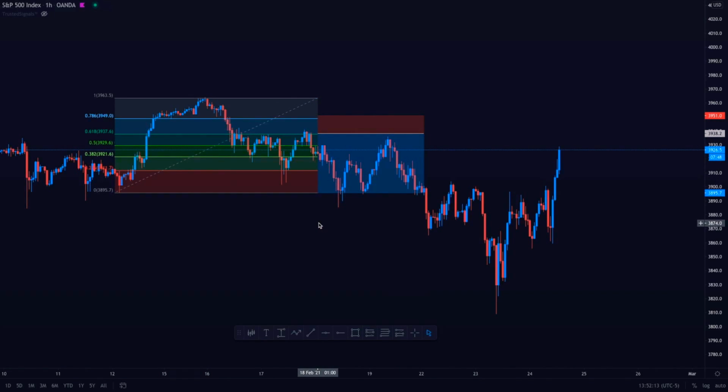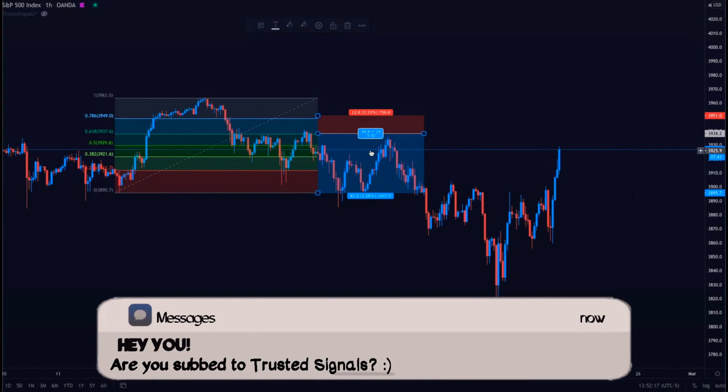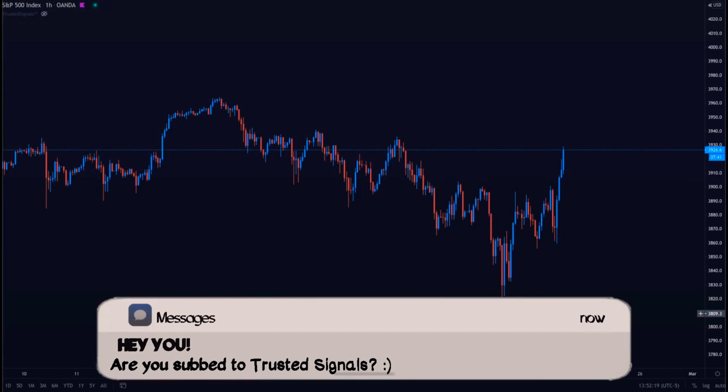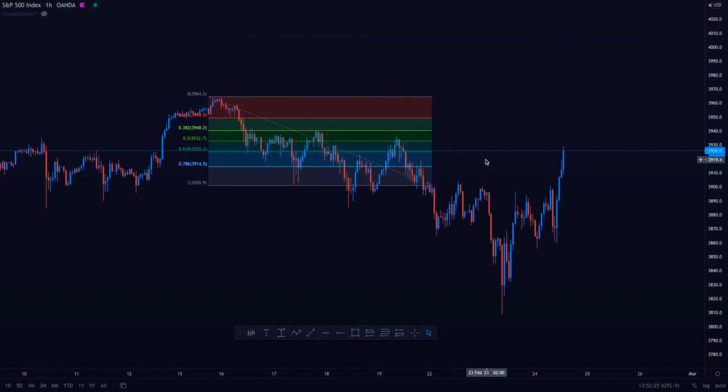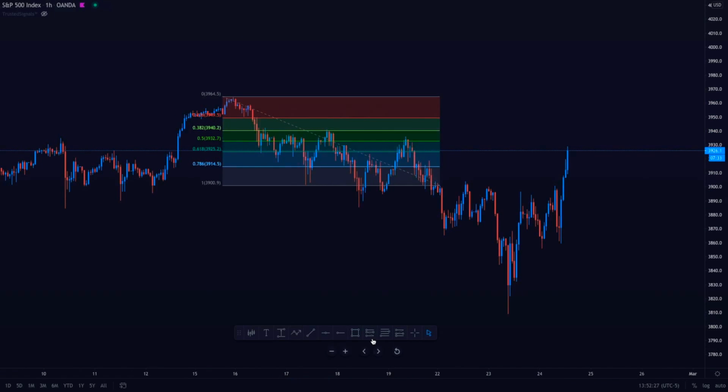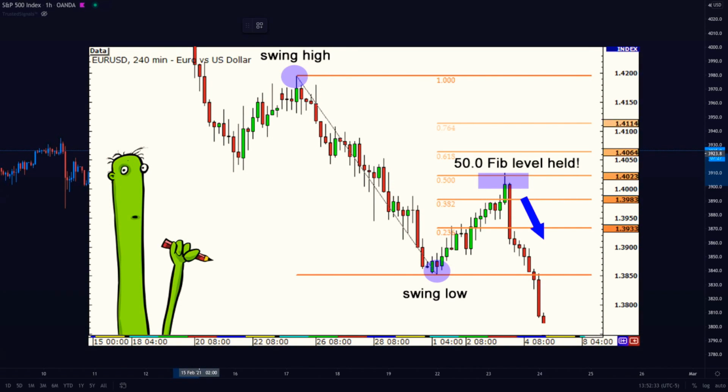38.2%, 50.0%, 61.8%, as well as the 100%, 138.2% and 161.8% extensions. Traders use the Fibonacci extension levels as potential support and resistance areas to set profit targets.